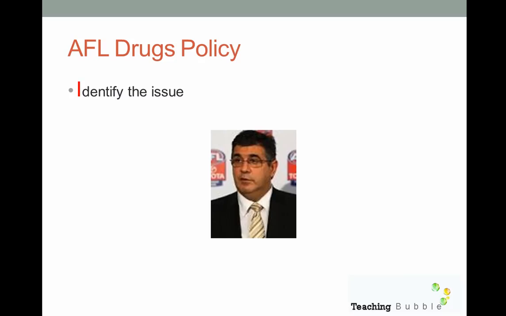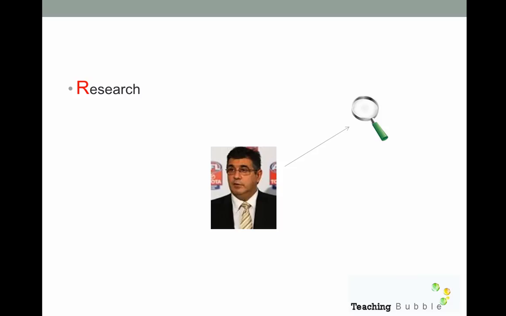So, there's a problem that they don't have a policy in place for what happens if they're caught taking illicit drugs, or if they're caught taking performance enhancing drugs. So Andrew Demetriou is obviously the CEO of the AFL, so he needs to identify that issue.